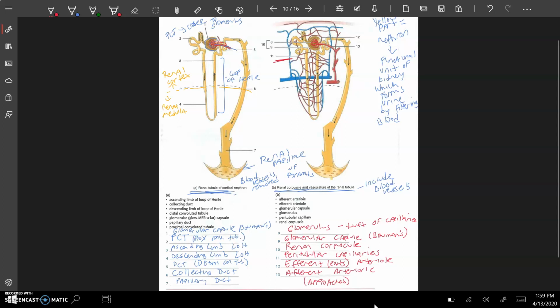All right, so this is the structure of the nephron, and the next step is to figure out how we form urine inside this area.